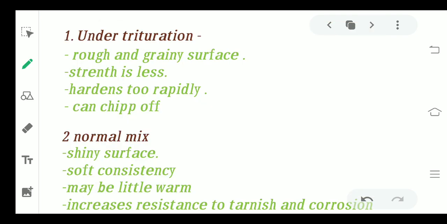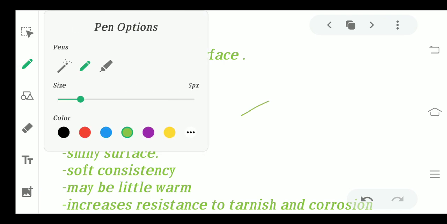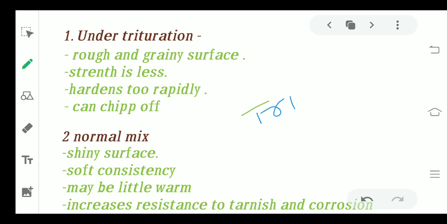Moving ahead with three different types of trituration. When you're hand triturating, you can either triturate normally, you can do over trituration, or you can do under trituration. If you do under trituration, that means you have not mixed or pestled it properly, there will be a rough or grainy surface, there will be less strength, and it will harden very quickly because there is low mercury content, and on hardening it can easily chip off. Chip off means break off. This happens when you do under trituration.